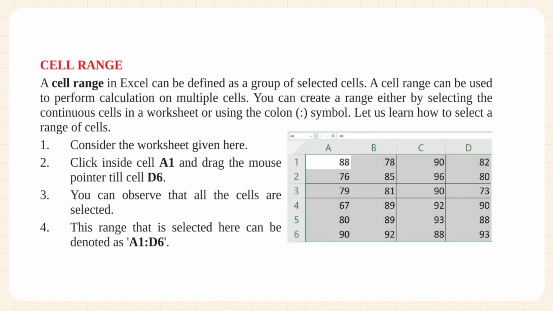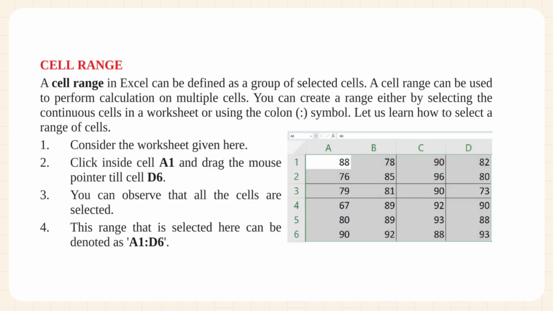Cell range. A cell range in Excel can be defined as a group of selected cells. A cell range can be used to perform calculation on multiple cells. You can create a range either by selecting the continuous cells in a worksheet or using the colon symbol. Let us learn how to select a range of cells.